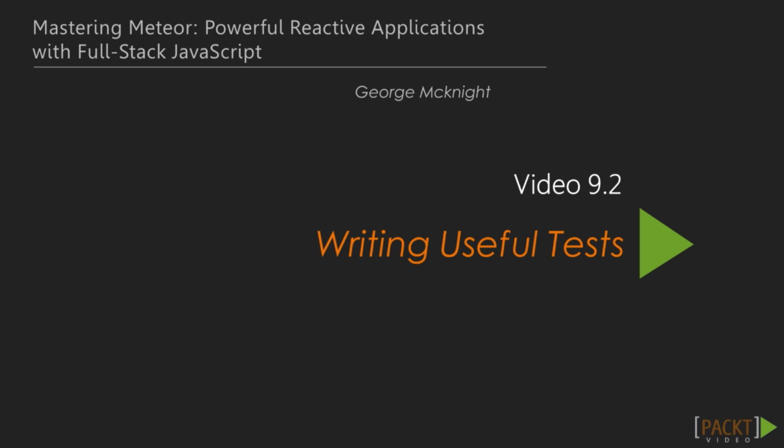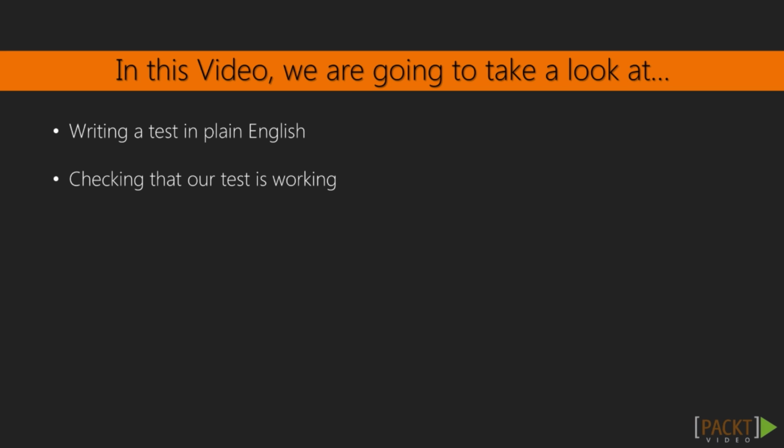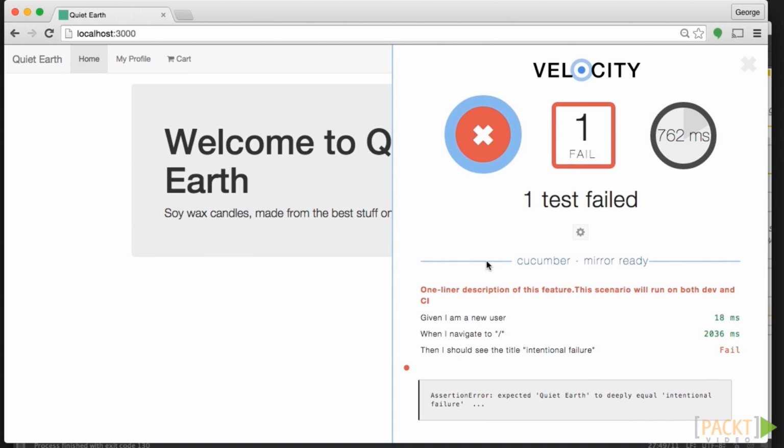Hello and welcome back. In our last video, we took a look at the different testing types. In this video, 9.2, we'll write useful tests by starting out with a plain English test and then checking that our test is working. If we take a look in our browser where the HTML reporter is running, we can see that we have a failure to begin with. And this says that basically the title does not equal intentional failure. And obviously that was created so that you could see that it is failing by default.